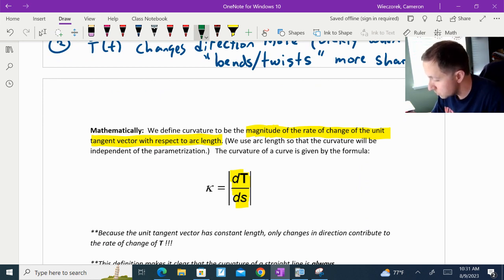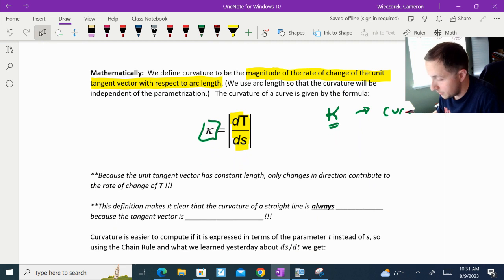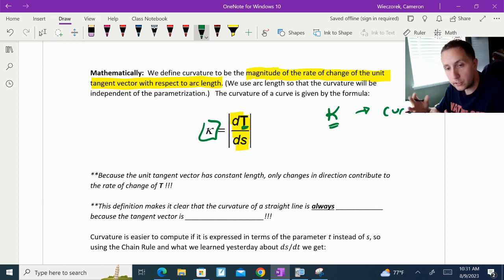The letter that we use for curvature is the Greek letter kappa. Looks like a little curvy K. So if you see that, that's talking about the curvature. Because the unit tangent vector has a constant length, only changes in the direction are going to contribute to the rate of change of T. So we're not over-quantifying this derivative, because this unit tangent vector T has a length of 1. So only changes in the direction are contributing to this curvature.